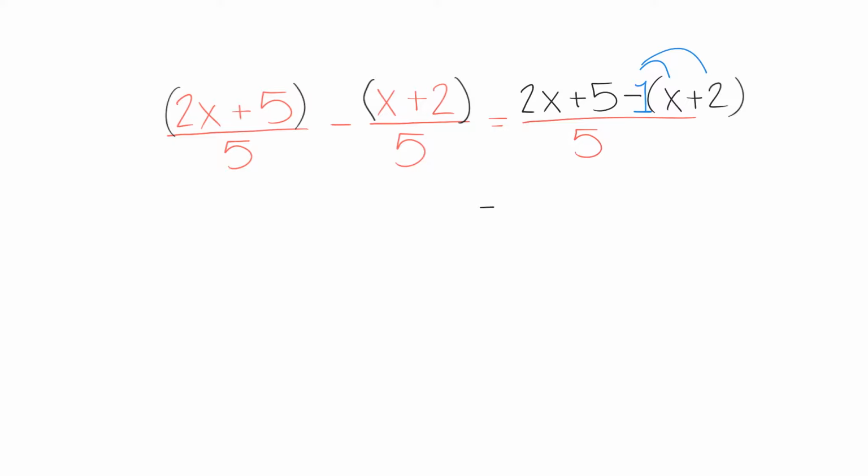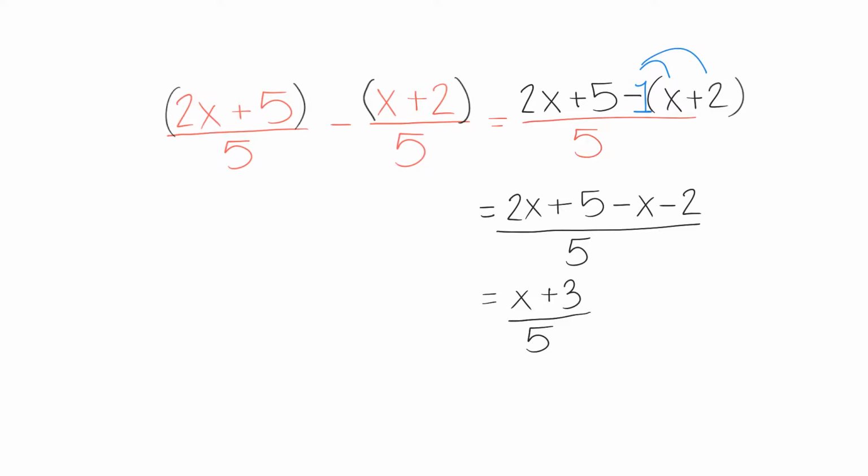It's like you have to multiply that negative 1 all the way through. So be careful. This is actually going to be 2x plus 5, and then you're going to distribute that x. So minus x, and then distribute it to the 2, minus 2 over 5. Once we've done that, we're back to where we were, and we can collect like terms. 2x minus x is x. And 5 minus 2 is positive 3, so x plus 3 over 5. There's nothing we can cancel, and we're done.